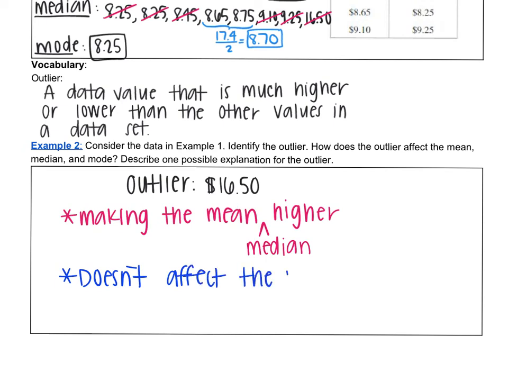Usually the outlier won't affect the mode, because think about an outlier is one that's way higher or way lower than the rest. Well, if there's more than one that's way higher or way lower, then it's probably not an outlier. It's probably just part of the data. So just think about that. And then the last one says, describe one possible explanation for the outlier.